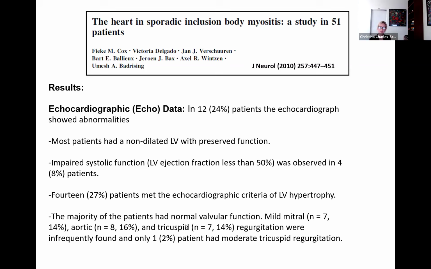And then most of them, I'm just going to skip down here to the valve function. You hear a lot of a little regurgitation from your tricuspid, your aortic, your mitral valve. They looked at that as well. And they didn't find a lot of significant valvular dysfunction. Only 1 patient had moderate tricuspid regurgitation.